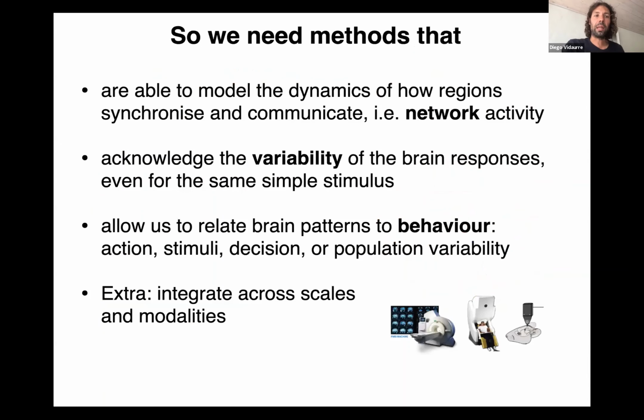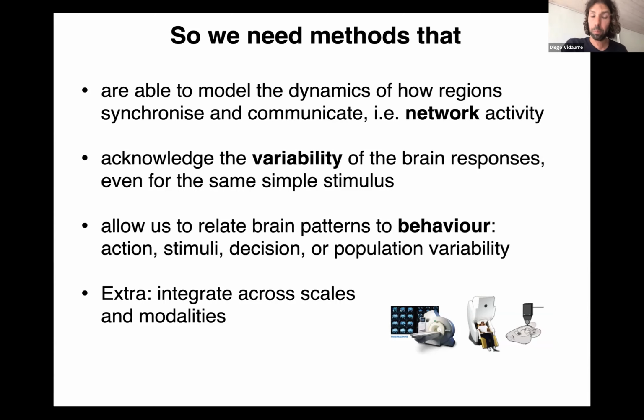So we need methods that are able to model the dynamics of how regions synchronize and communicate. We need to model network activity, and we need to acknowledge the variability of these brain responses, even for the simplest stimulus. Even for the simplest stimulus, the brain is never going to react the same. We need to take that into account, model it and extract the most of it. And of course, we need to relate these brain patterns to behavior in some meaningful way, because that's the point of neuroscience, may that be in actions, stimuli, decisions, or population variability in some particular dimension.